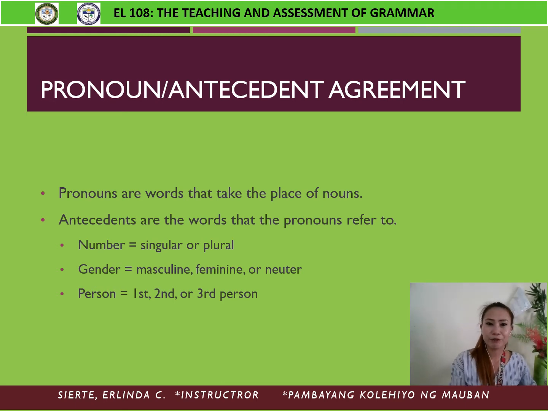How about the pronoun antecedent agreement? So pronouns are words that take the place of nouns. Antecedents are the words that the pronouns refer to. Pronouns must agree with their antecedents in number, gender, and person. So what is number? It could be singular or plural form. Next, gender: masculine, feminine, or neuter, or those who are not living things. Person: first, second, or third person.